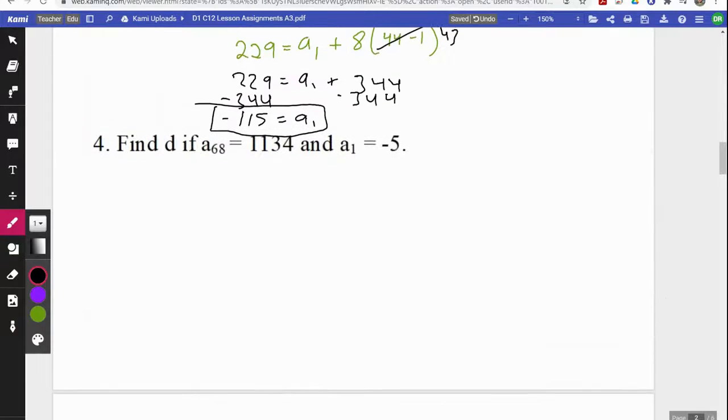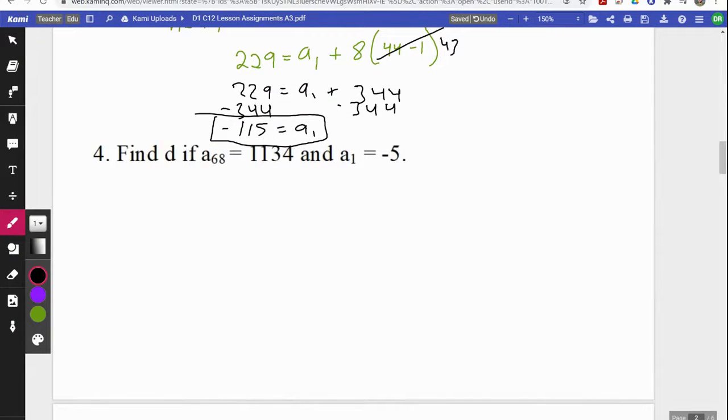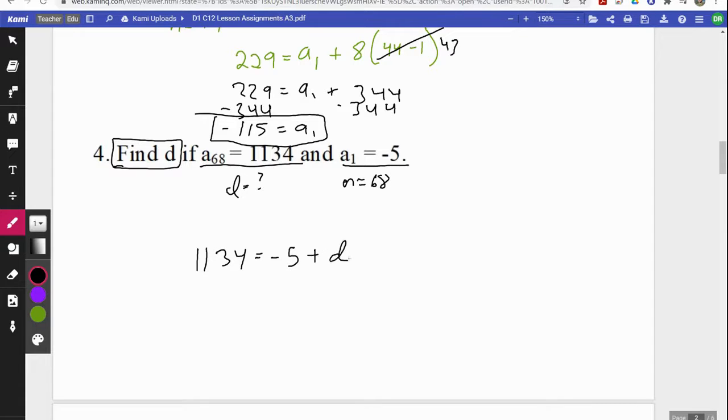Similarly, we have a couple other problems in which we may solve for something different. We're going to find d, so that means we don't know d. We know a sub n and a sub 1, which means we also know n. It's 68. So this would be 1,134 equals -5, a sub 1, plus d times 68 minus 1. And then 68 minus 1 is 67. Our first step would be to add 5 to each side.